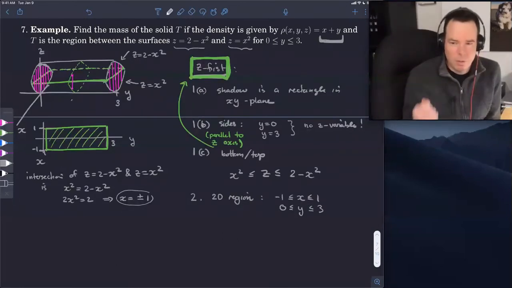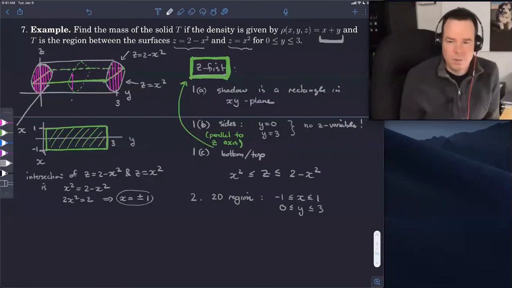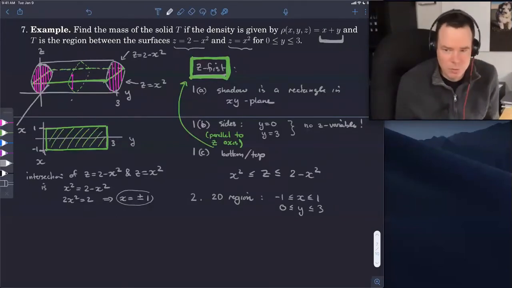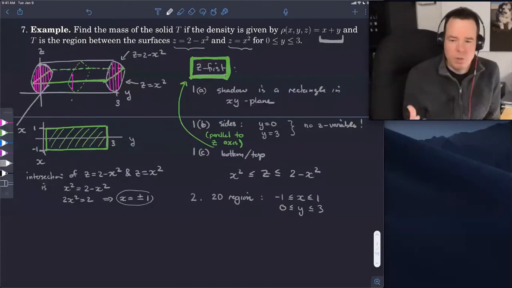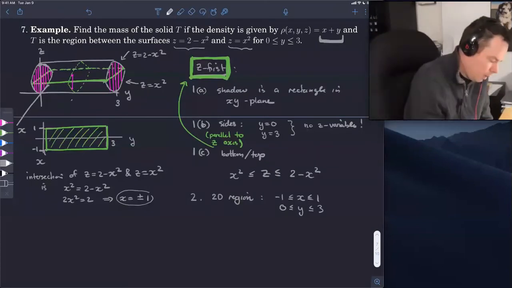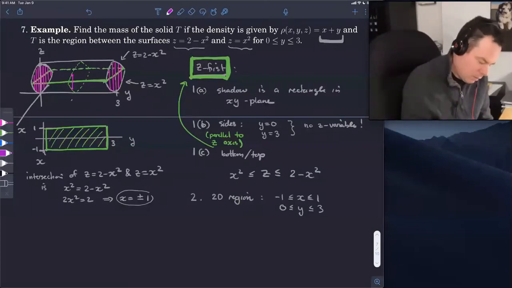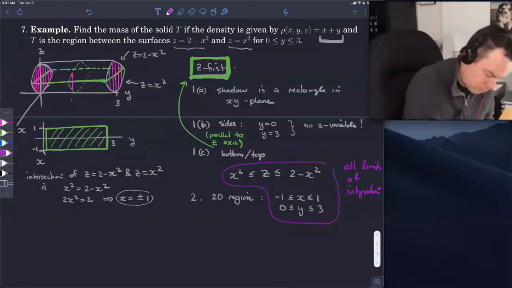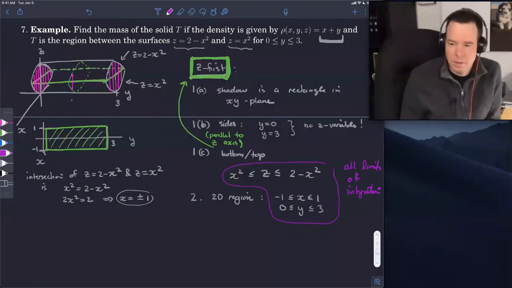Start with a variable you're going to integrate with respect to first. Structure your first 3 questions based on that. Find the projection, the shadow that's cast onto the coordinate plane of the other 2 variables. And then go ahead and set up what are your sides, what are your bottoms and tops, and then how do you integrate over the remaining 2D region. Once we do this, a lot of stuff starts to fall out. For example, these are all the limits of integration that we need. They're right there, all ready for us to use.